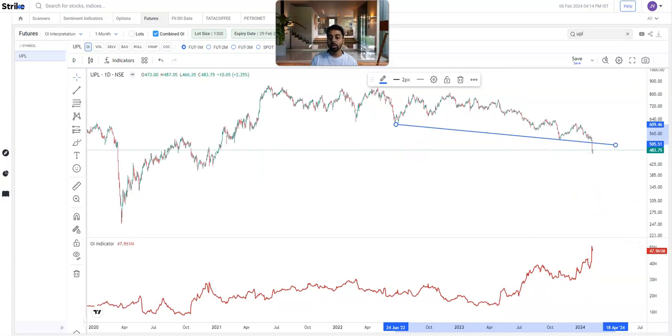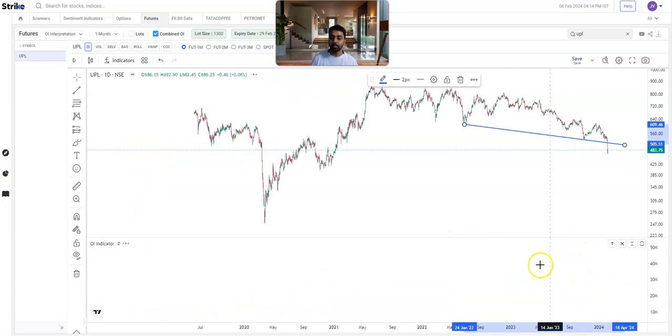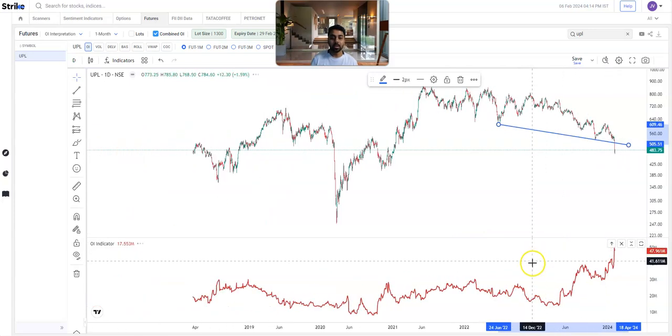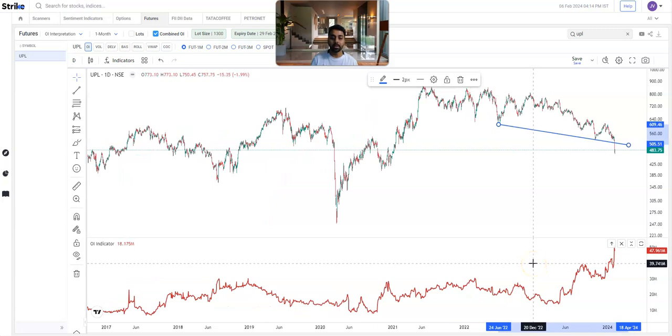But the contra to this is that if the earlier support line, which has now turned resistance, is not broken on the upside, then we will see bouts of short covering, and once again when the prices go down, the open interest will shoot higher, and that's how it will behave till the time the bigger bear market in the stock is complete. So right now we are at a very interesting point, and let's see how the future activity in UPL unfolds.